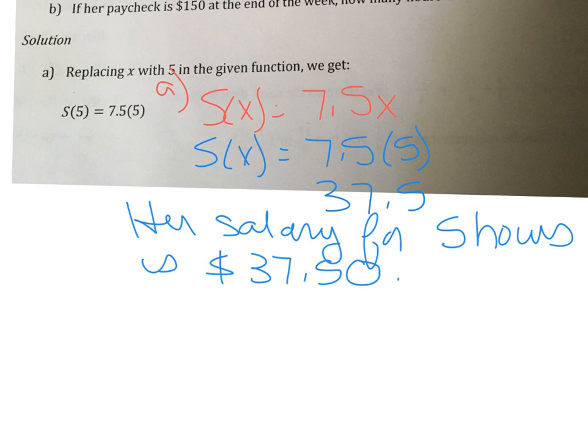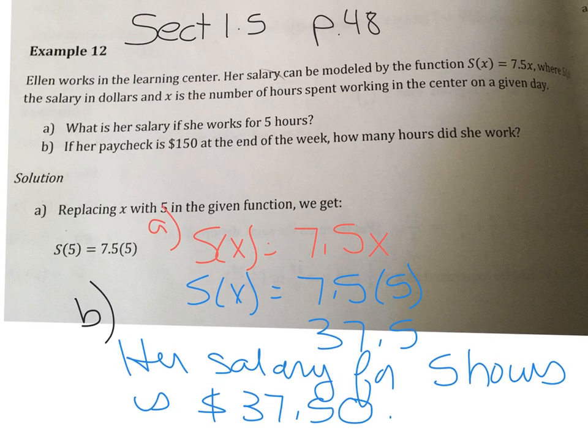All right, part B I don't have in the screenshot, but we can look at it here. Part B says, oh, I do have it. I'm sorry. Let's scroll up and see what it says. If her paycheck is $150 at the end of the week, how many hours did she work? And again, using this same function, they're telling us her paycheck or her salary. So we're going to substitute s of x with 150 here, and then we'll be solving for x or how many hours she worked.